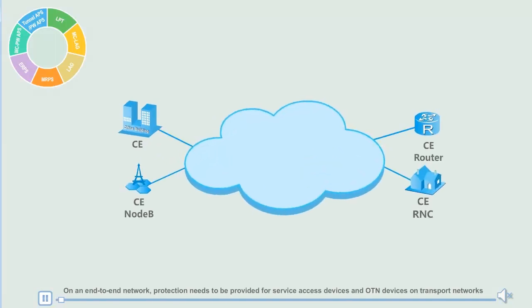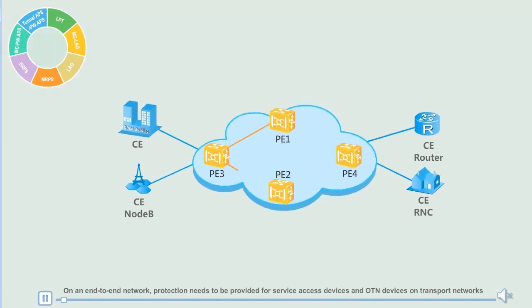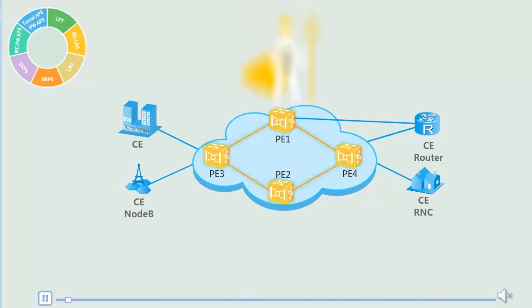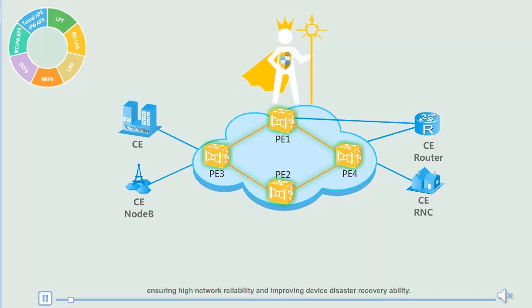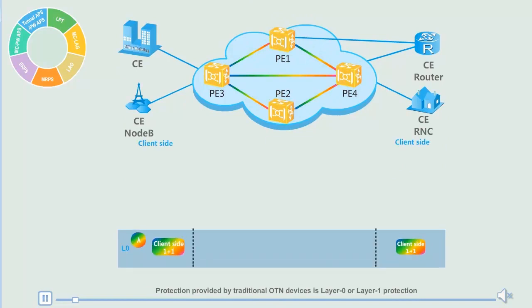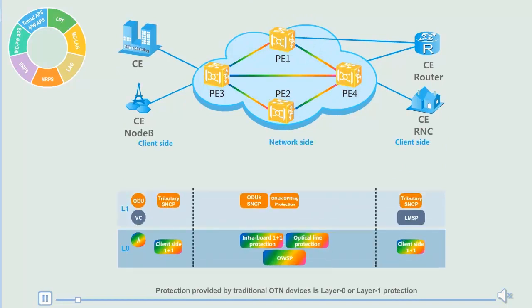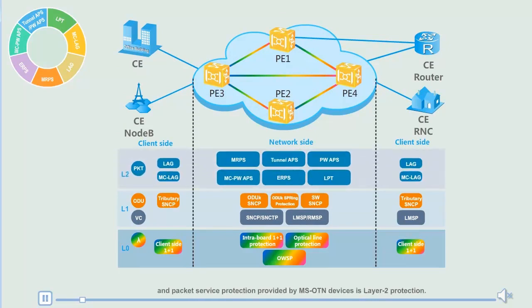On an end-to-end network, protection needs to be provided for service access devices and OTN devices on transport networks, ensuring high network reliability and improving device disaster recovery ability. Protection provided by traditional OTN devices is layer 0 or layer 1 protection, and packet service protection provided by MS-OTN devices is layer 2 protection. In this video, I will describe the various types of packet service protection provided by MS-OTN devices.